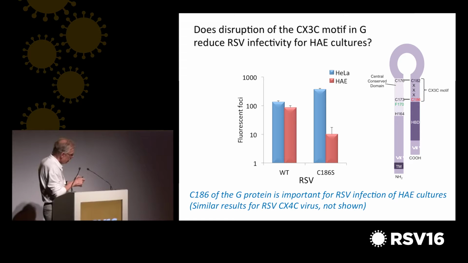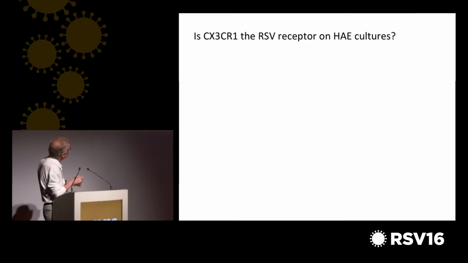So I don't show it here, but another virus from Tom Oomans, where he actually inserted an extra amino acid between the 2 cysteines, had a similar effect, poor infection in the HAE cells. So is CX3CR1 the receptor for RSV on these HAE cultures?